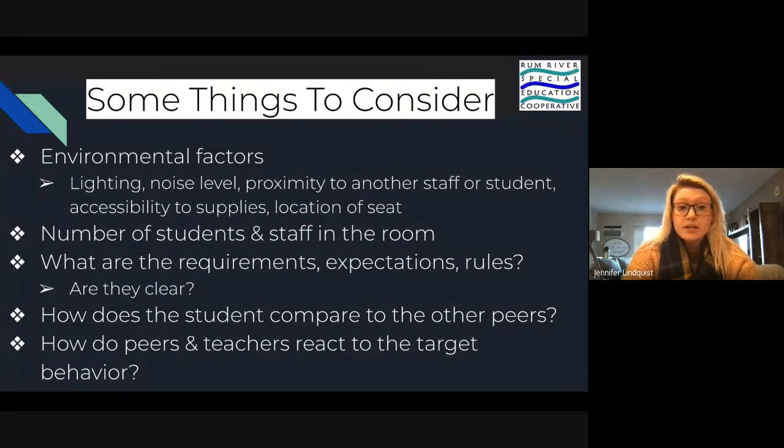What are the requirements, expectations, or rules? Is the demand given clear enough? Do they know what they're supposed to do? Are they able to do it?